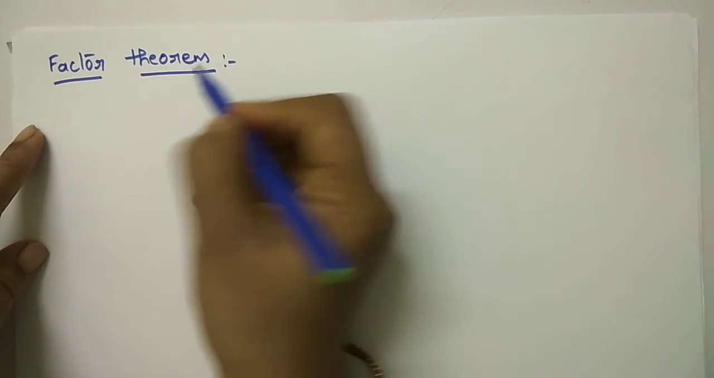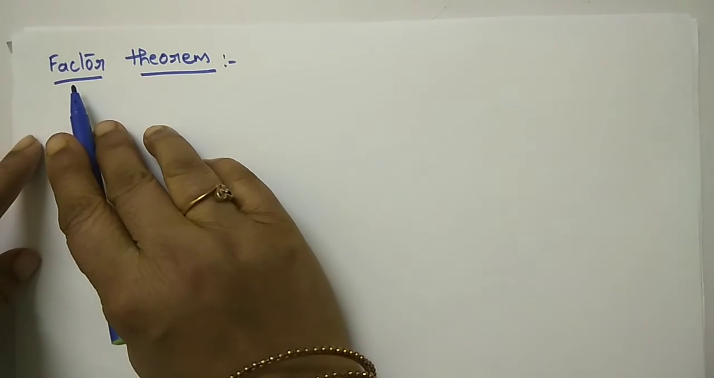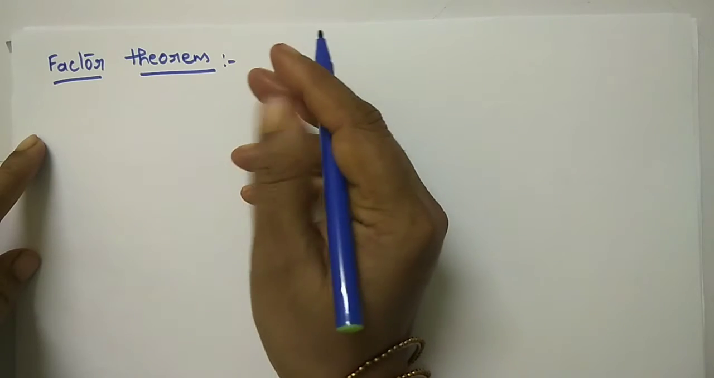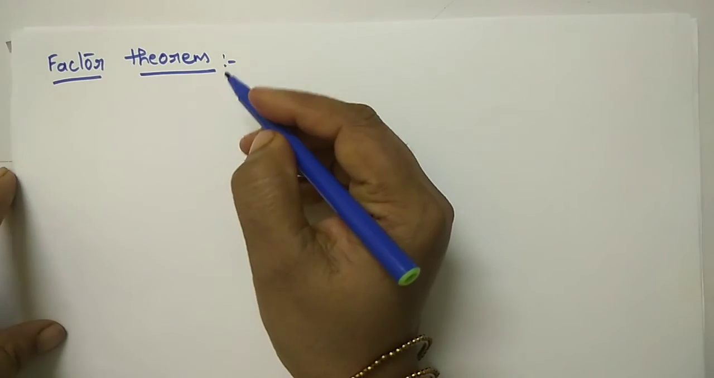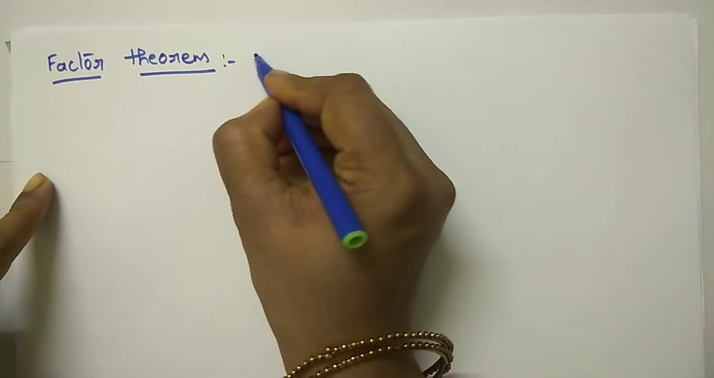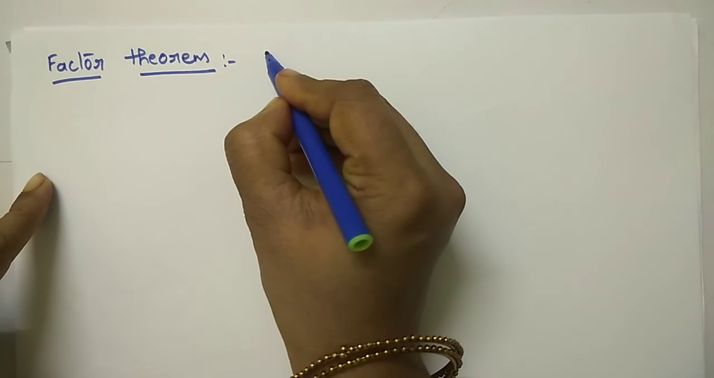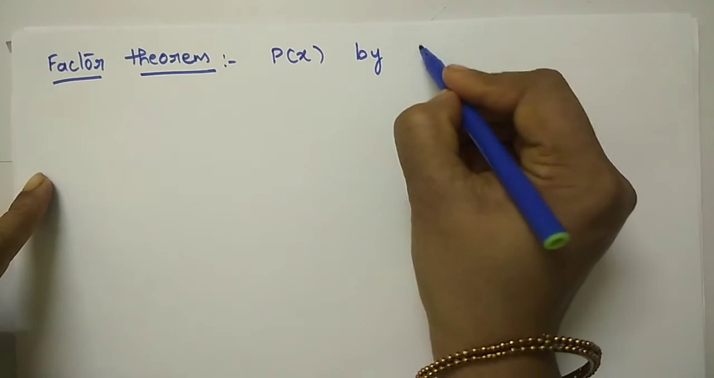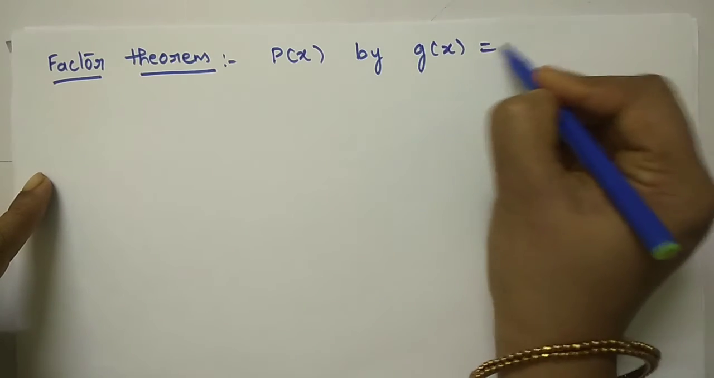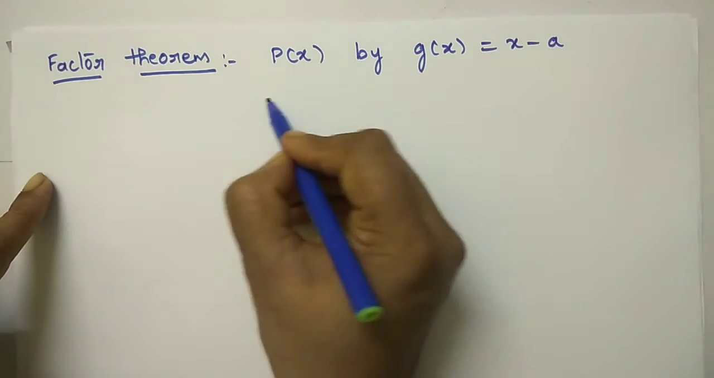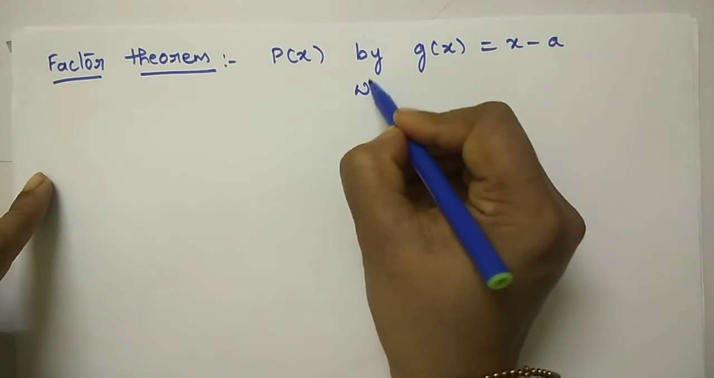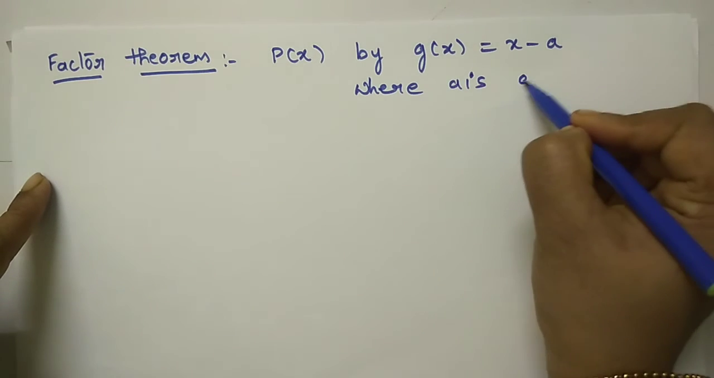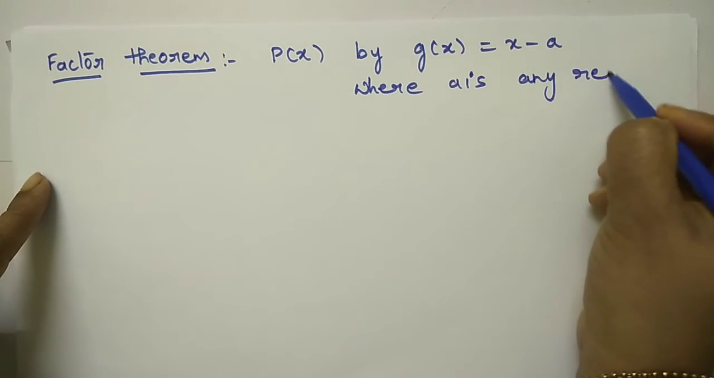Okay. This factor theorem, from the name itself, it is clear that you are going to find the factors of a polynomial without doing the division. Suppose we are given a polynomial P of x to divide by g of x equal to x minus a, where a is any real number.